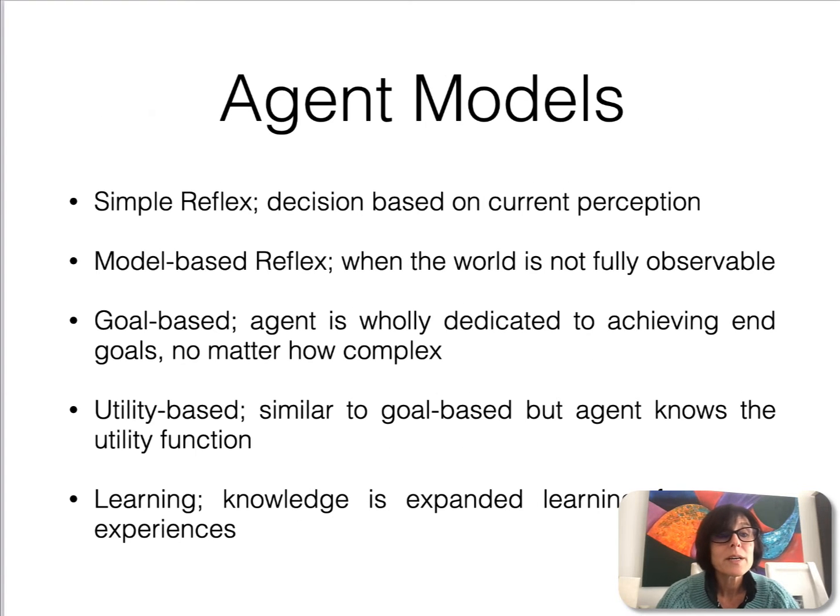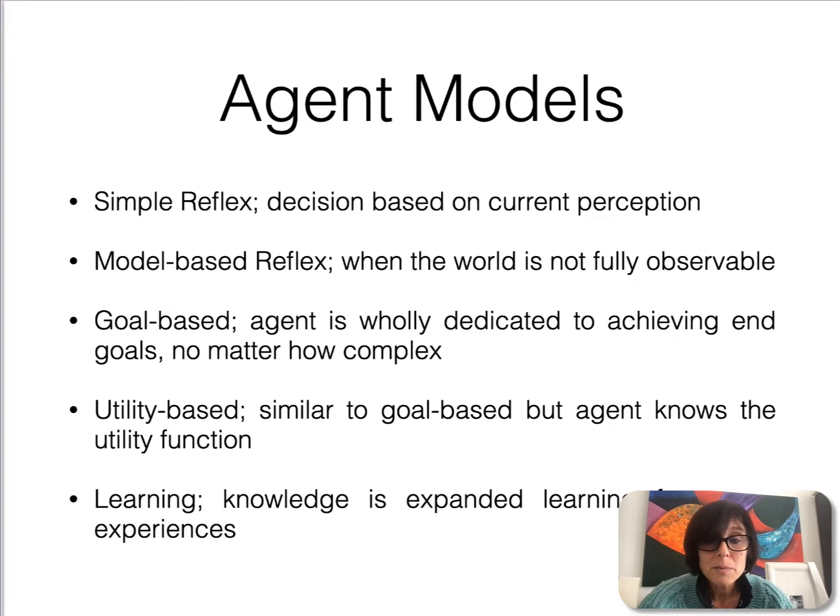Now, there are a number of agent models that one can adopt and use according to the requirements. There is a simple reflex. Now, the decision of the action taken by the agent is only based on the current perception. The history and the perceptions gathered in the past are neglected. This model is based on condition-action rules, and it works if the environment is fully observable.